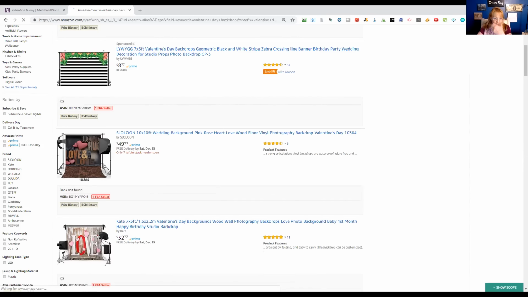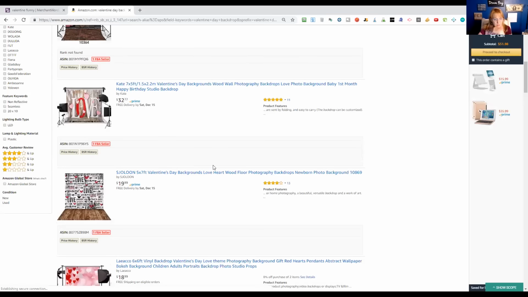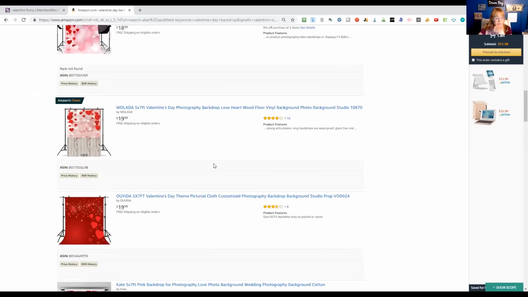And this one, hang on, this one might be, look at their keywords on this one: Valentine's Day backgrounds, background babies, first month baby. Wow, that's interesting that there's actually this market for baby photos for Valentine's Day. Okay, so this is a really interesting market.